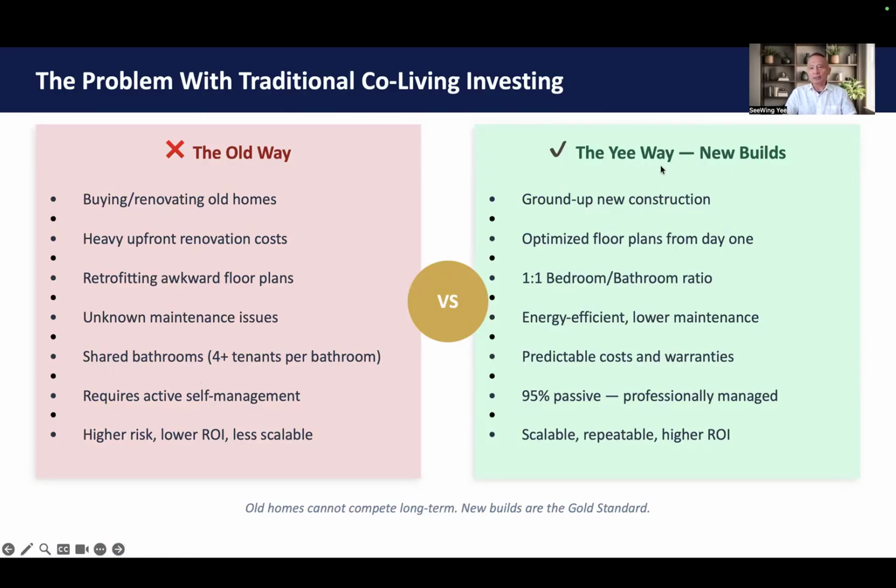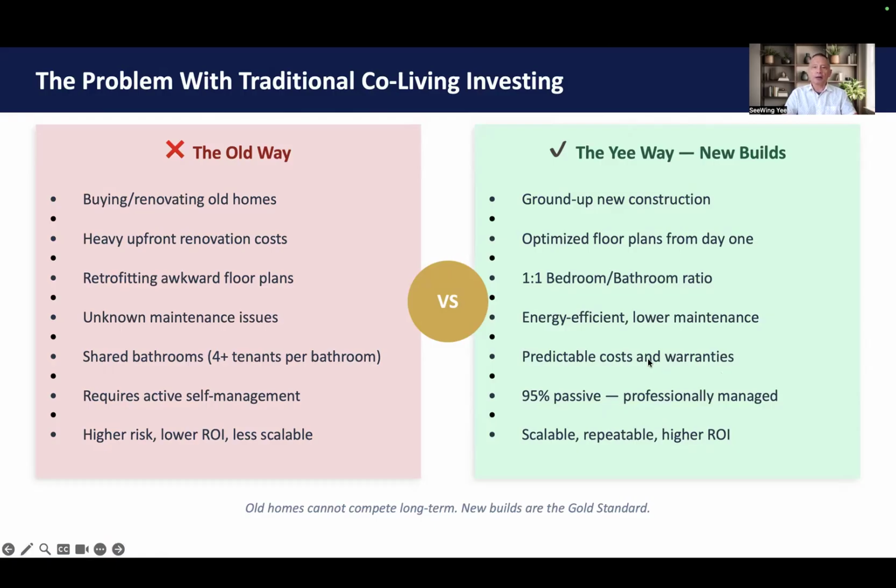Anyway, so the Yee Real Estate way: new construction, ground up, optimized floor plans, one bedroom to one bathroom ratio, energy efficient, lower maintenance, predictable costs. We have warranties, 95% passive. You can do it. A lot of our investors buy from out of state. They are buying from all over the country. They buy from overseas, in Canada, in other foreign countries. They are entering this co-living investment model, the new construction that we are offering, right? So they come from all over the country.